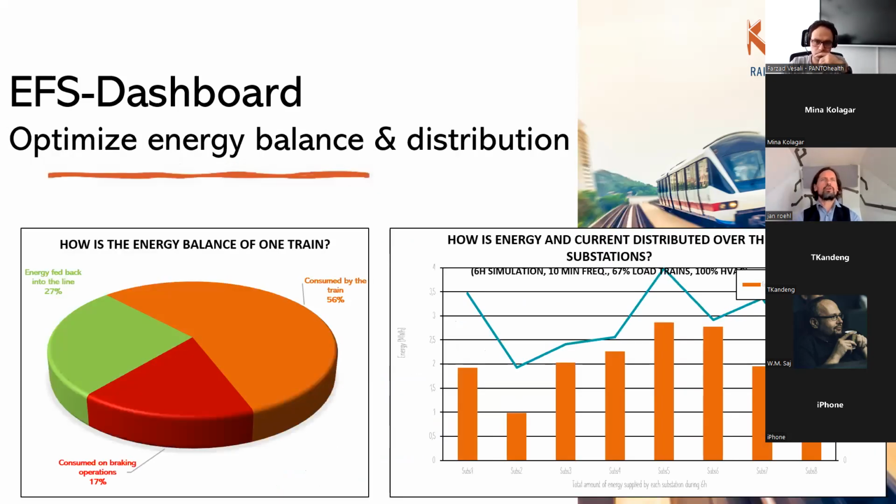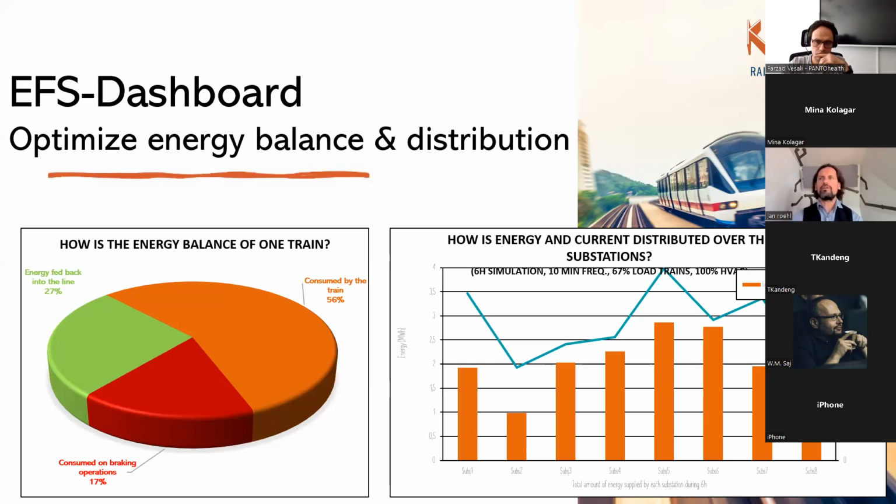After that, we can start simulations, and like here you see in a very simple way, the energy balance of a train: how much of the energy is actually consumed for traction, how much is consumed in braking operations, and how much is then fed back into the line. And here you will immediately see what kind of energy optimization potential you have. And usually we find between 10 and 20% of potential for energy savings with our simulation, and we can help you to harvest that kind of optimization benefits.